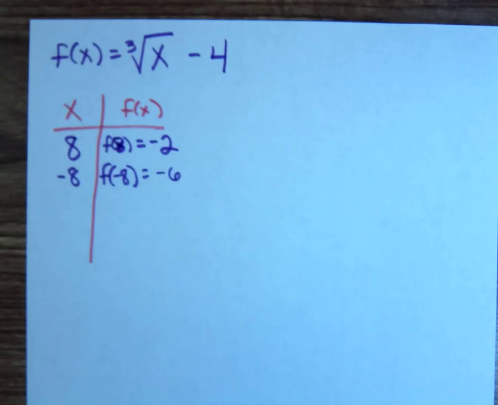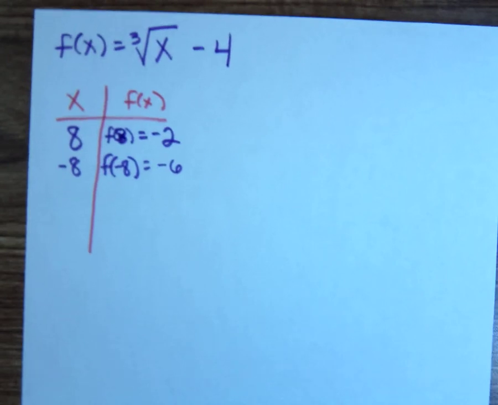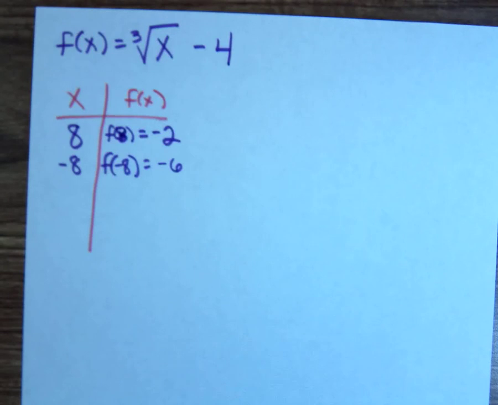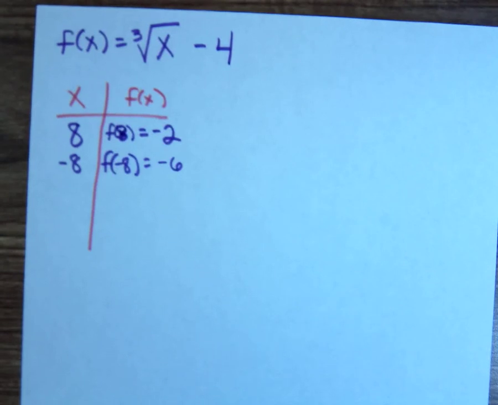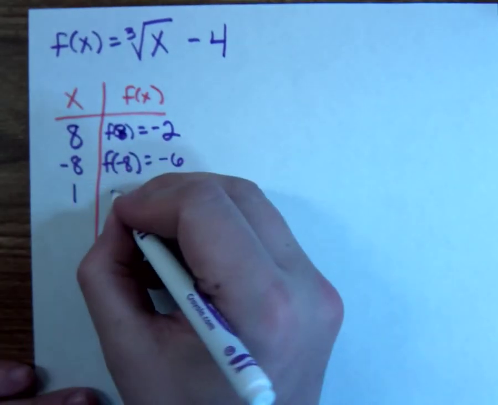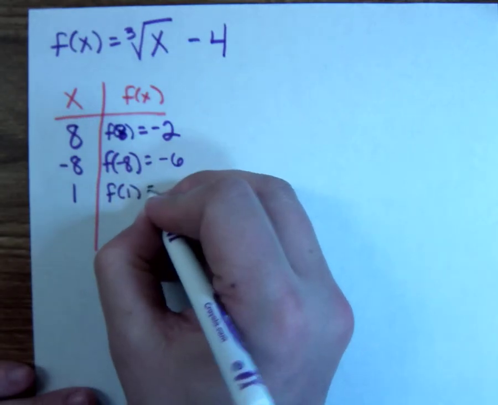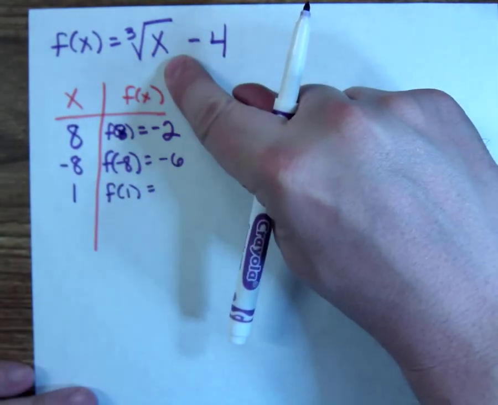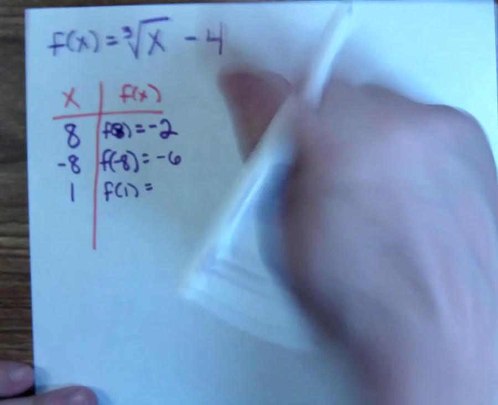I don't really want to go too much higher than 8 and -8 because my graph's only a 10 by 10. So give me numbers lower than 8 that I can take the cubed root of evenly. I cannot take the cubed root of 4. I mean, I can, but it's gross. Can you do 1? I can do 1. That sounds great. Because what's the cubed root of 1? 1 minus 4? -3. Okay.